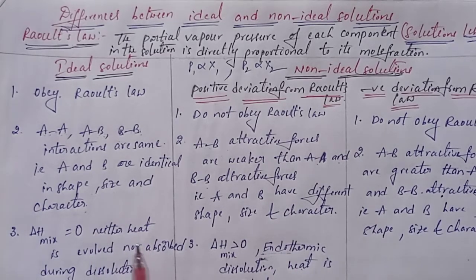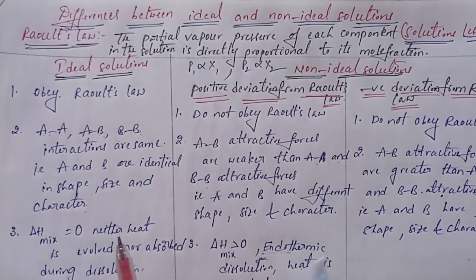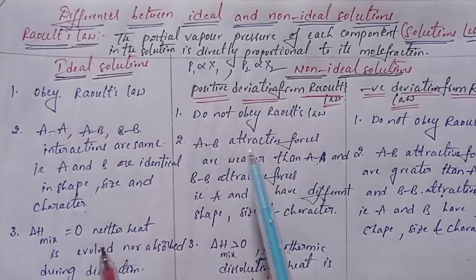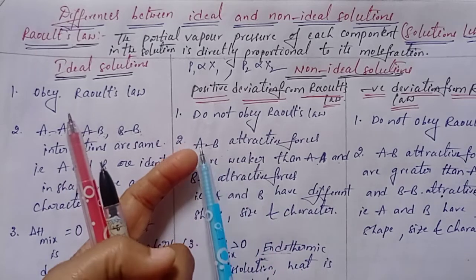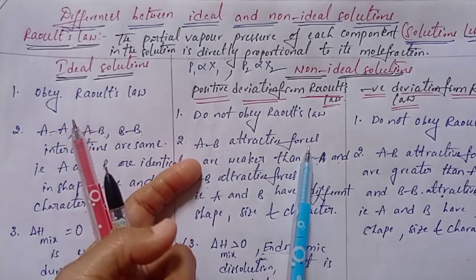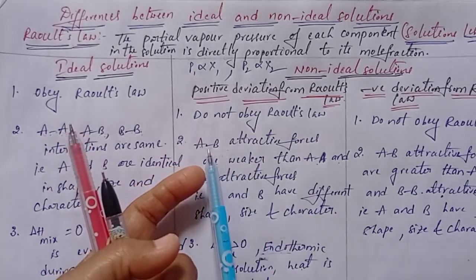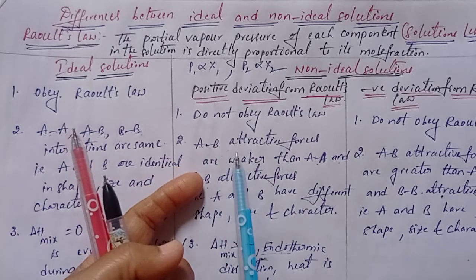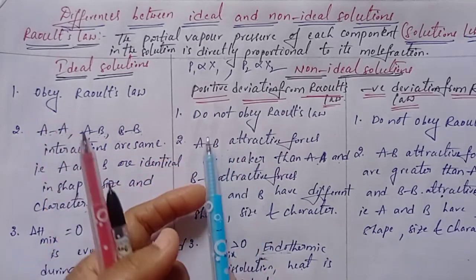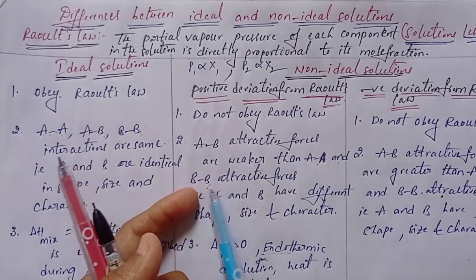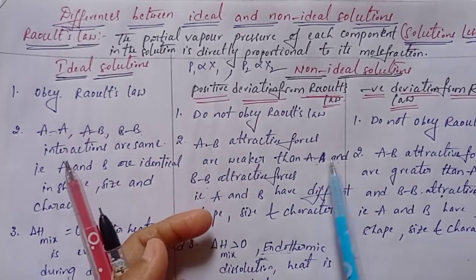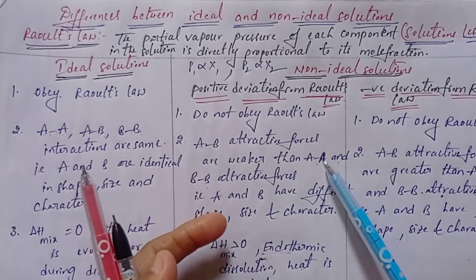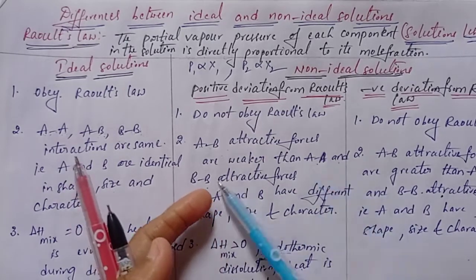Heat is absorbed, students. Why, students, here it is an endothermic reaction, heat is absorbed? Because here AB attractive forces are weaker than AA and BB. That means in between the two different components, attractive forces are weaker. Correct or not? So that means to break this, here AA attractive forces, if you see, these attractive forces are stronger. Correct? That means here more energy is required to overcome the attractive forces.